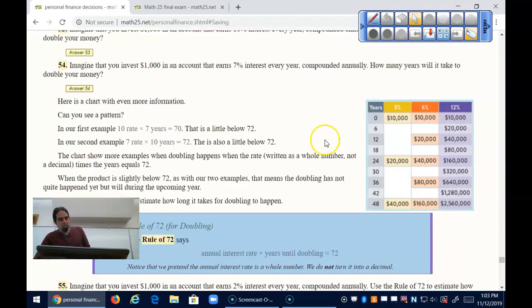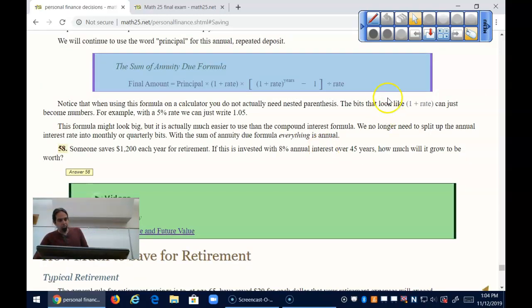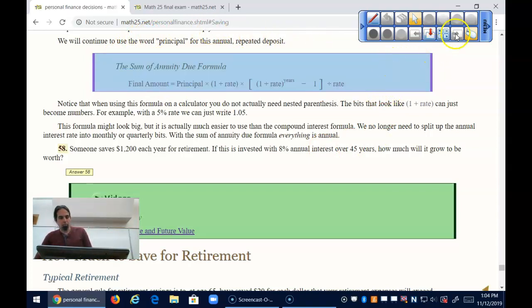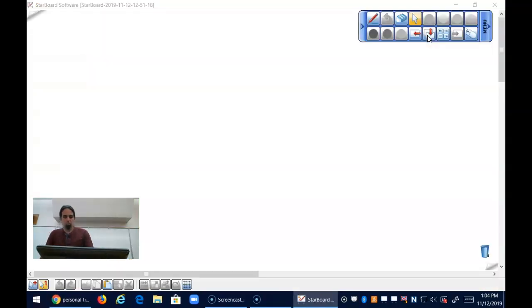So the sum of annuity due has a formula that, again, I will have to write out because it has an exponent. So sum of annuity due.